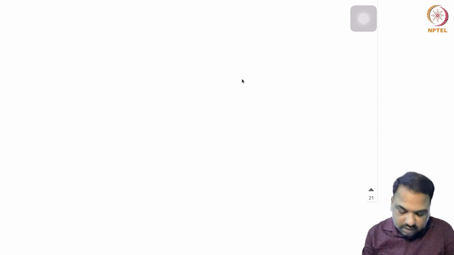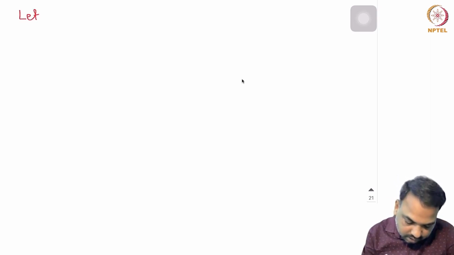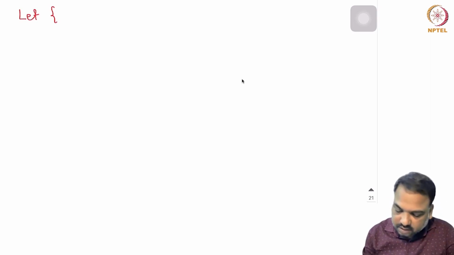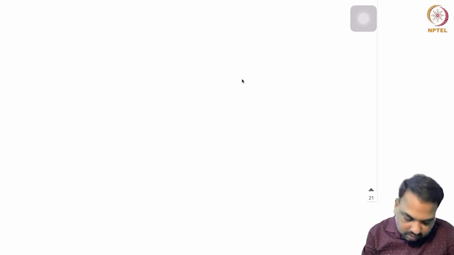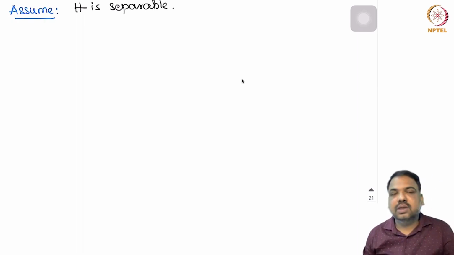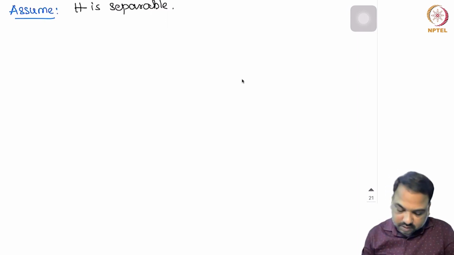Let us look at some more important observations. Now let us start with an orthonormal set in H. For the time being, let us assume that H is separable. We know that every Hilbert space has an orthonormal basis. When H is separable, it has a countable orthonormal basis. Otherwise, it can have an uncountable orthonormal basis.